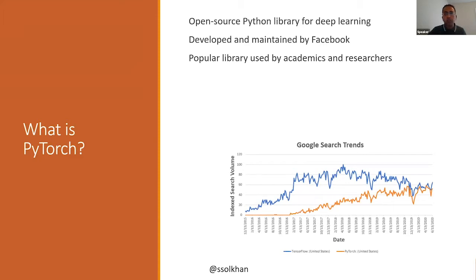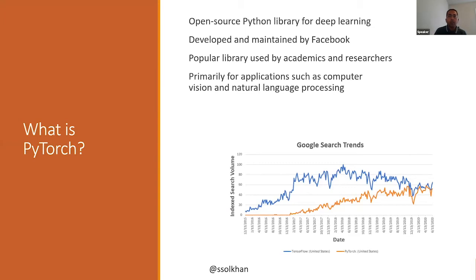I just had this picture of the popularity from the Google search trends. You can see that the blue is TensorFlow and the orange is PyTorch. And as we come towards June of 2020, which is the last month that I have here, it has started matching, at least from the Google search trends. That definitely is not the only means of assessing the framework, but it tells you a story about PyTorch.